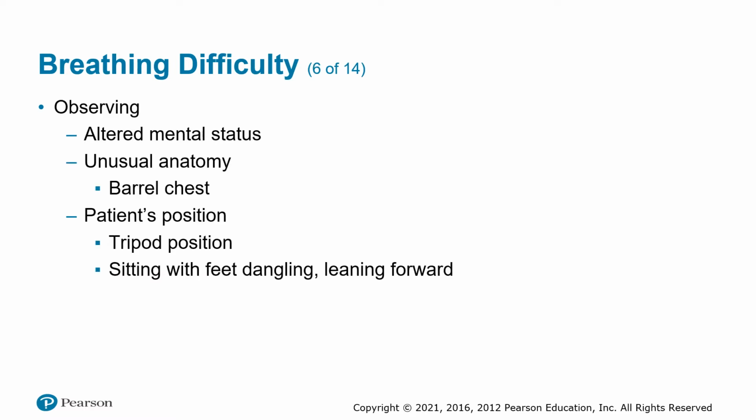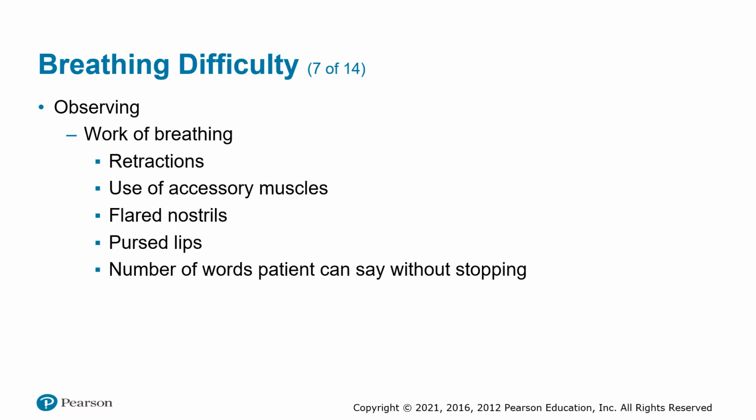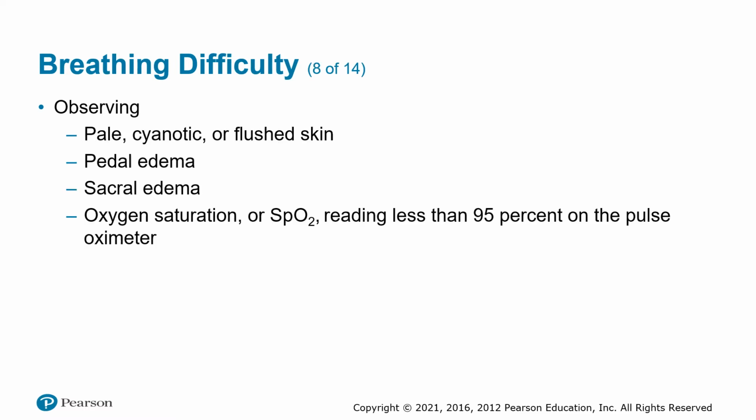When we observe our patient, we're going to observe for altered mental status, any kind of unusual anatomy, such as a barrel chest, meaning that their chest sticks out and it looks like a barrel. Their position, maybe they're in a tripod position, or they're sitting with their feet dangling, leaning forward. You're going to look at their work of breathing. Do they have any kind of retractions? Are they using accessory muscles? Do they have flared nostrils, pursed lips? How many words can they say in a sentence without having to stop?